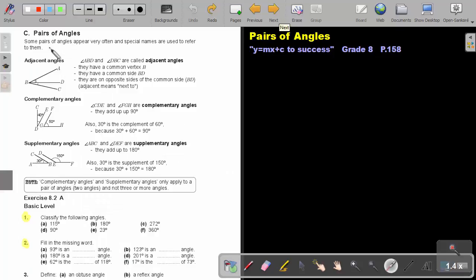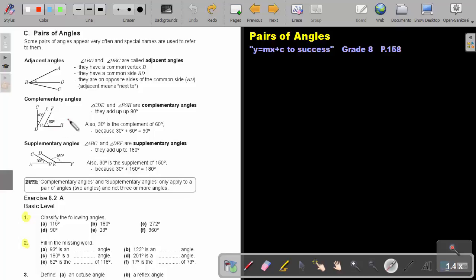Okay, the last one is pairs of angles. Some pairs of angles appear very often and special names are used to refer to them. Adjacent angles: angles ABD and DBC are called adjacent. They are next to each other. They have a common vertex B. They have a common side BD. They are on opposite sides of the common side. Adjacent means next to.